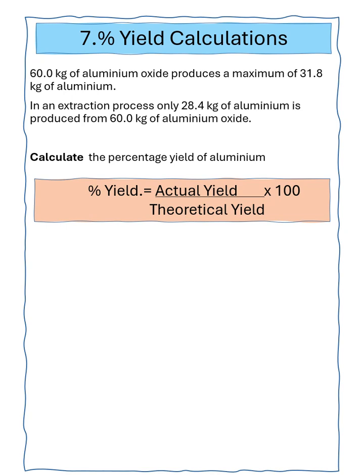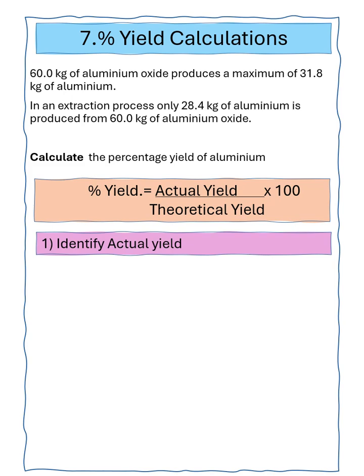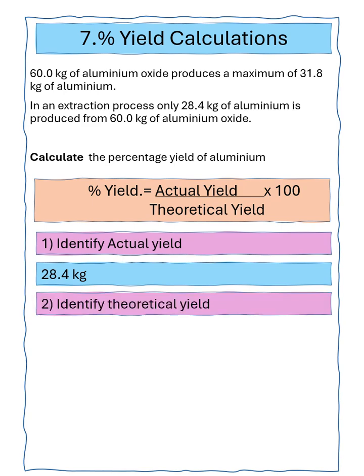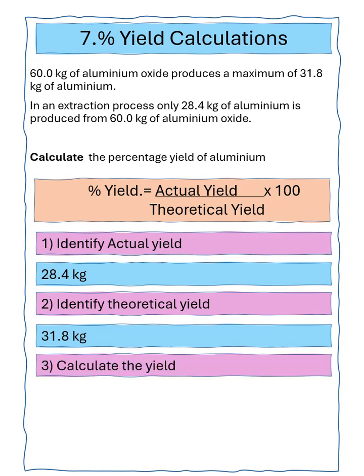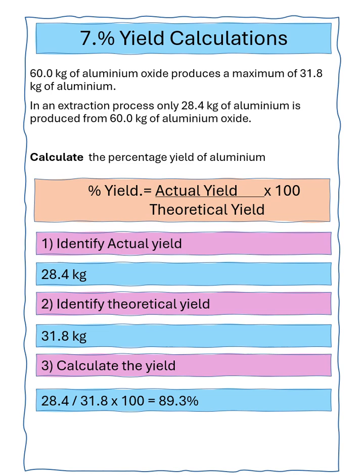So we know percentage yield equals actual yield divided by theoretical yield times by 100. The first thing we need to do is identify the actual yield from the information. So the actual yield is 28.4 kilograms. We then need to identify the theoretical yield. The theoretical yield is 31.8 kilograms. We put the numbers into the equation to calculate the yield. So 28.4 divided by 31.8 times by 100 equals 89.3% as a percentage yield.